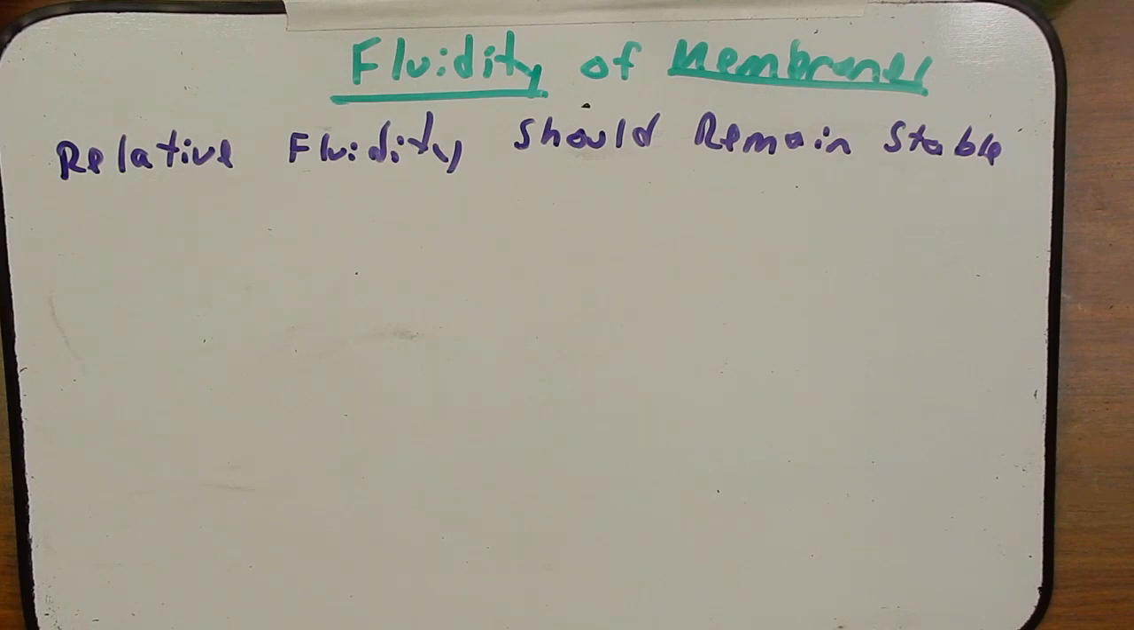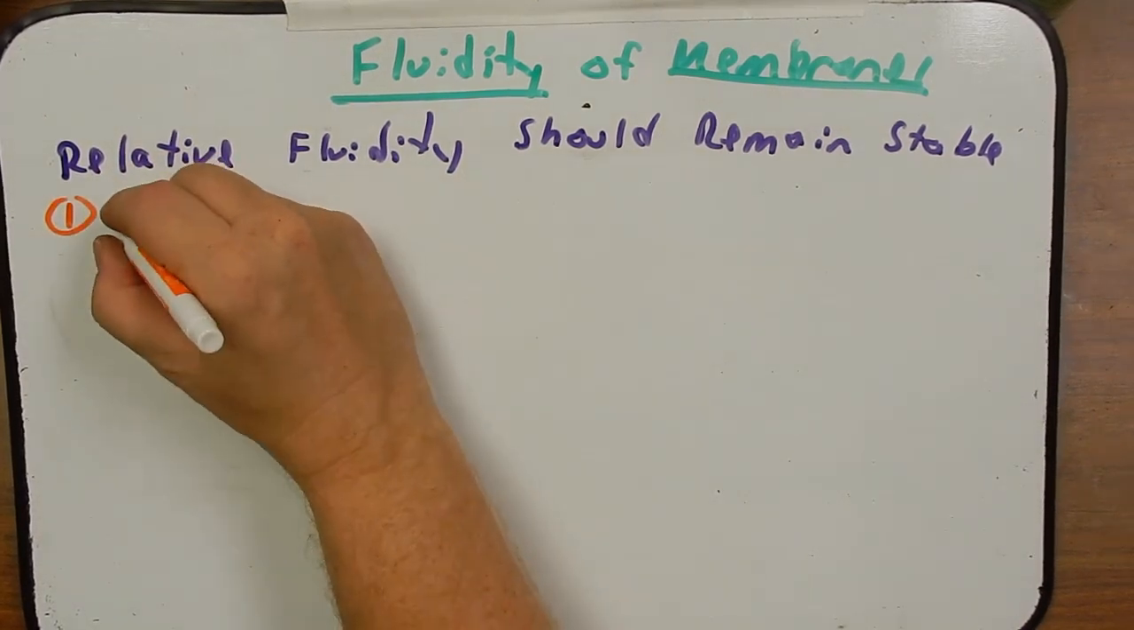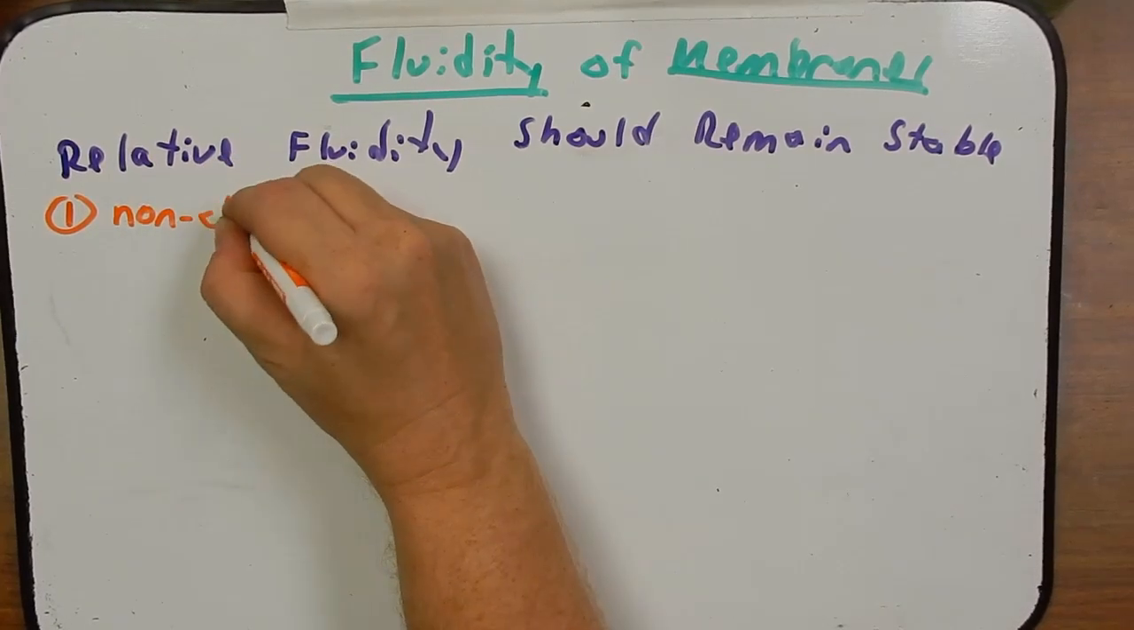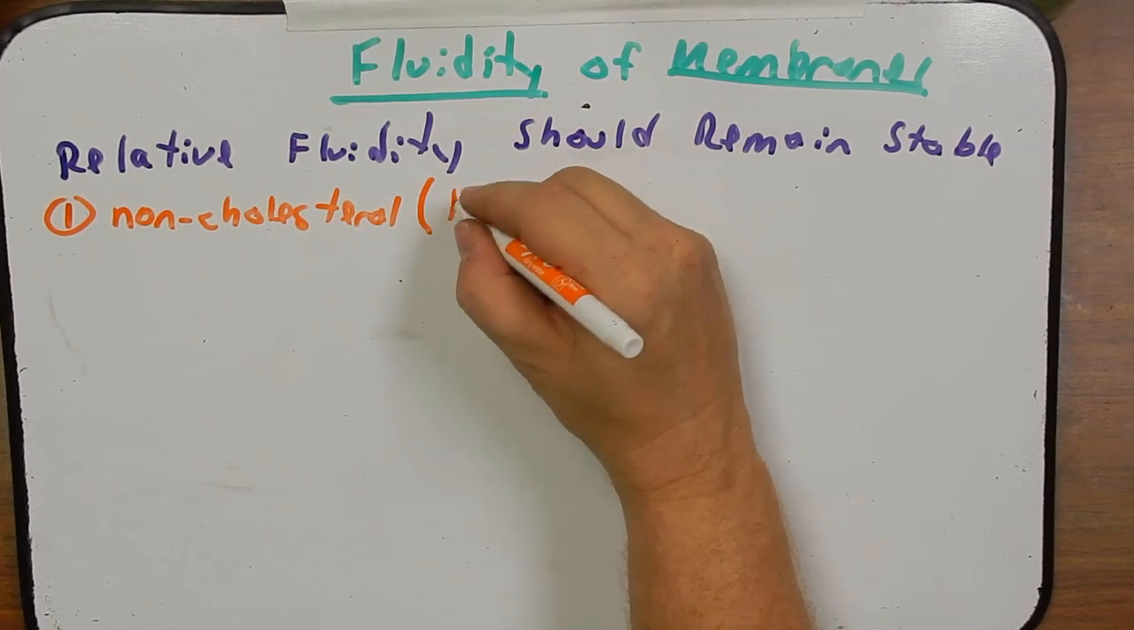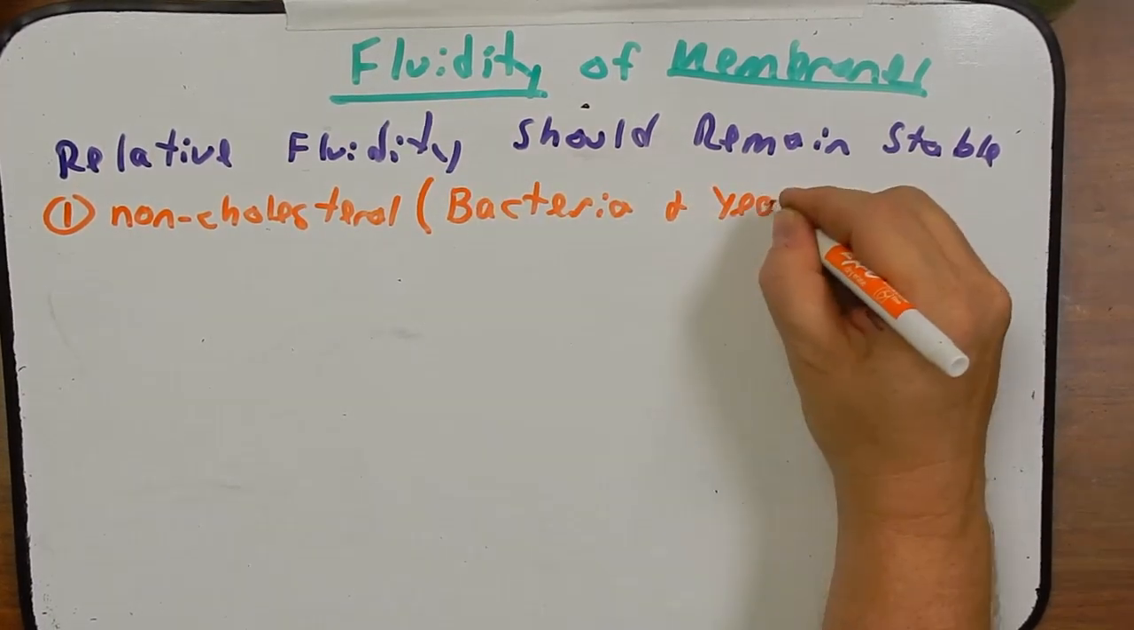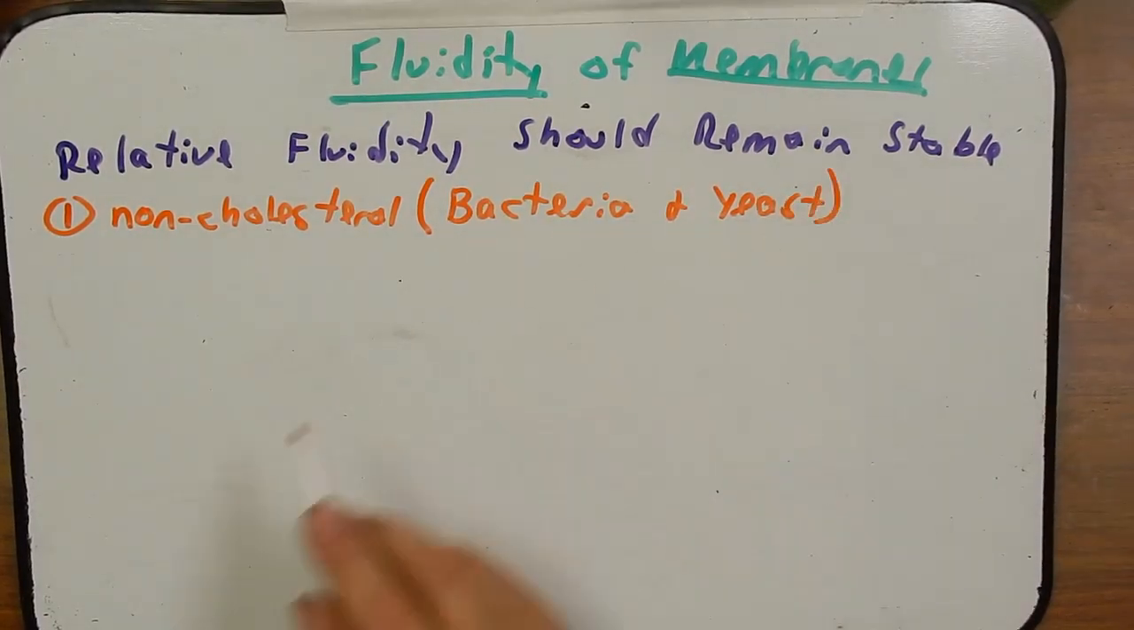So how do cells account for this change in temperature? I'm going to talk about two broad strategies. The first will be a non-cholesterol strategy. And this is something that organisms like bacteria and yeast employ. Now, bacteria and yeast, they don't make cholesterol, but they do have to respond to a constantly changing environment, particularly the temperature.